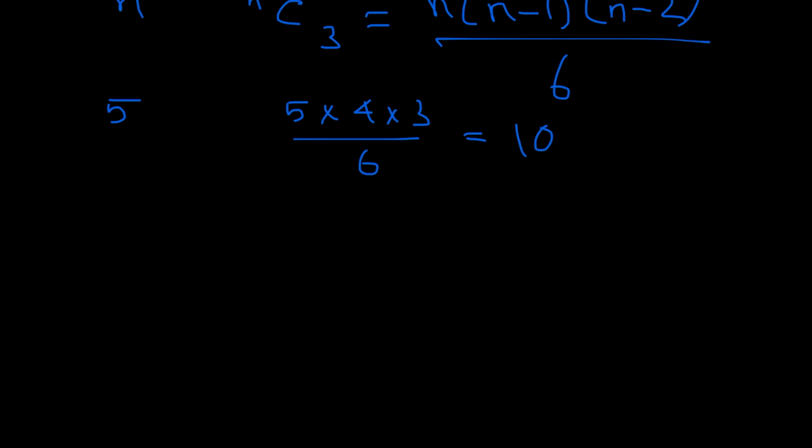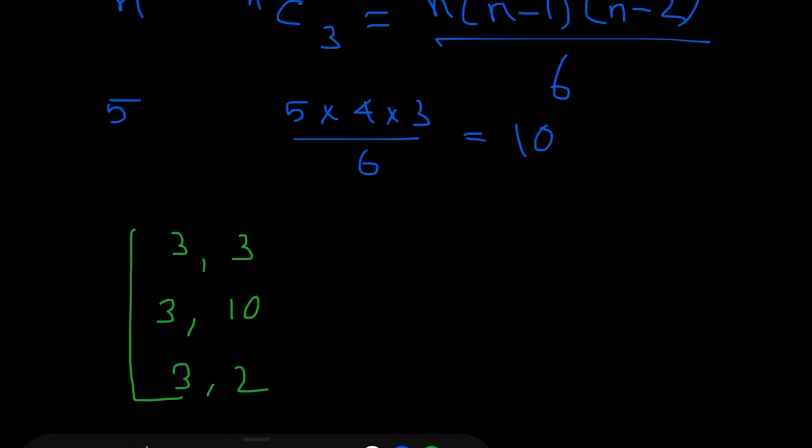Now, let's figure out what the conditions for being invalid are. For this, I will take a triplet: 3 3, then 3 10, then 3 2. Now, is this valid or invalid? This is not an invalid one. This is obviously a valid one. Why? Even though the topics are the same for everyone, the difficulties are totally different. So yes, this is a valid triplet.